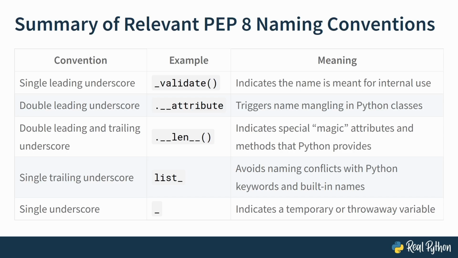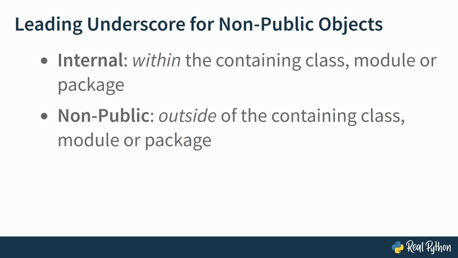It looks like we are using 2 terms here, internal and non-public. How are they related? Well, they are really just 2 sides of the same coin. An object is internal within the containing class, the module, or the package. So that means within the module, for example, that it was written, it is internal within that module. But that means it's non-public outside of that module. So it will be non-public outside of the containing class, the module, or the package. Now, I think we're going to need a few examples here to show you exactly what that means.